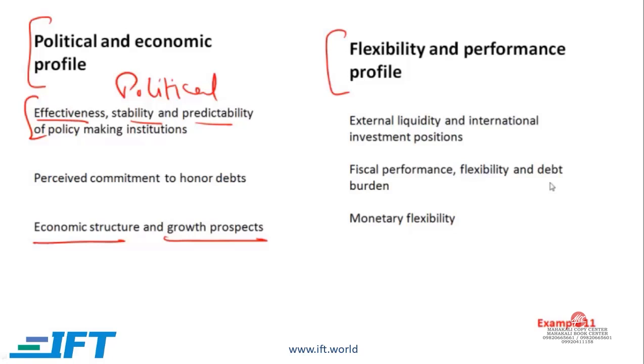Fiscal performance, flexibility, and debt burden. So this is rather obvious. If the debt burden is high, then that limits the flexibility and that limits the ability to repay debt. So the credit risk is high. And monetary flexibility, this refers to the sort of monetary policy and monetary flexibility that a given country has. So take the case of Greece, for example. Monetary flexibility is extremely low because it cannot print euros, so the credit risk will be relatively high.